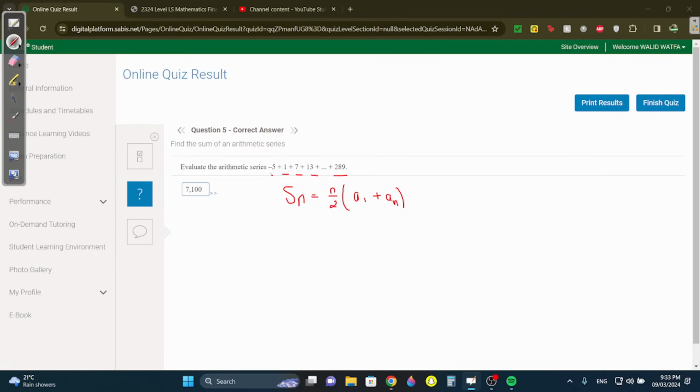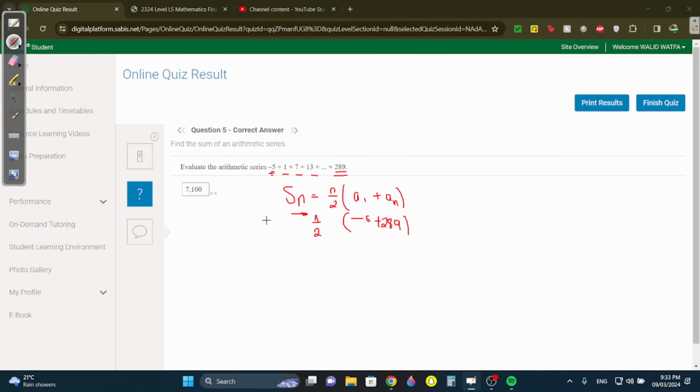In this case, we're finding the sum from the first number to 289. So we know what a1 is, and we know what an is. So we can substitute them, since a1 is the first one, which is minus 5, and an is the last number we're ending at, which is 289. What's left here? We're missing one thing. That's the n over 2 part. So we need this n.